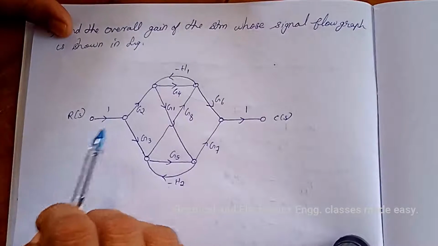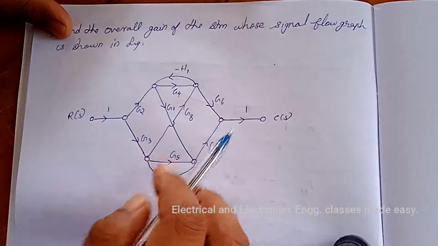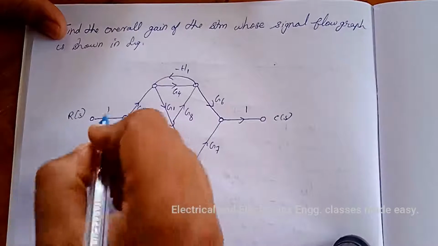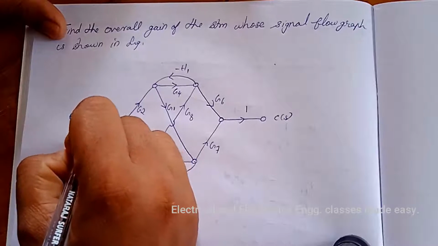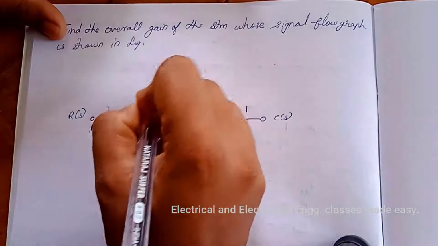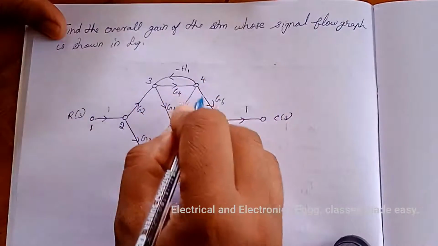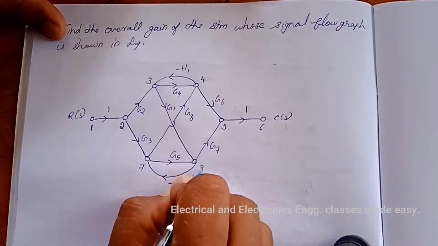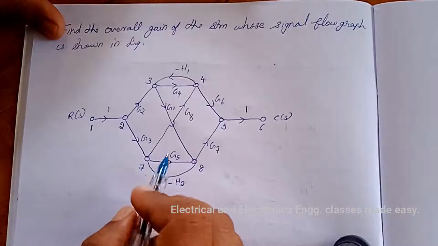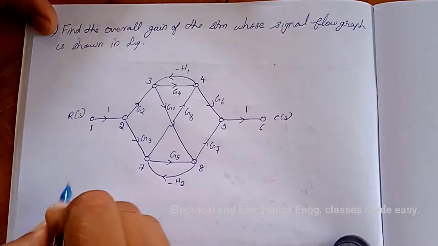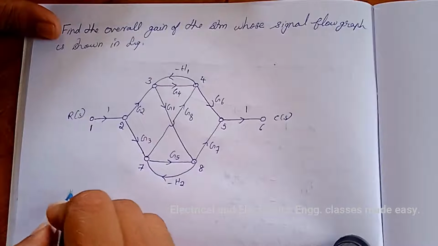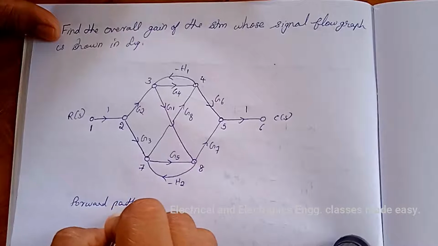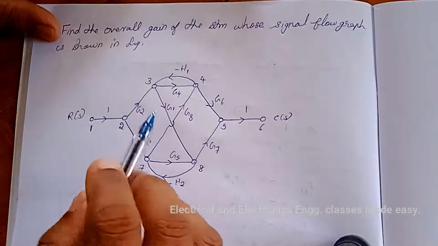So here the nodes are not numbered. So our first step is to number the nodes. So let this node be 1, then 2, 3, 4, 5, 6, then 7 and 8. So there are 8 nodes in this figure. Now next step is to find the forward path, that is number of forward paths.